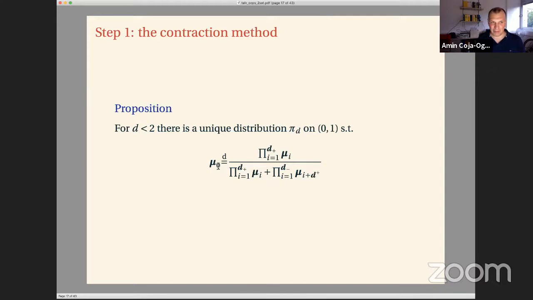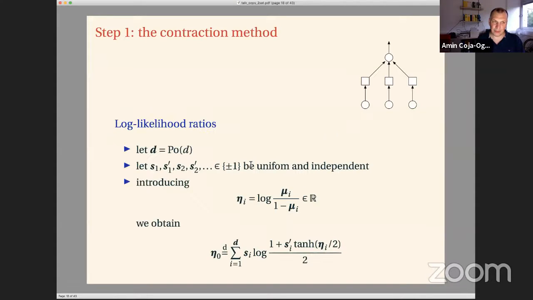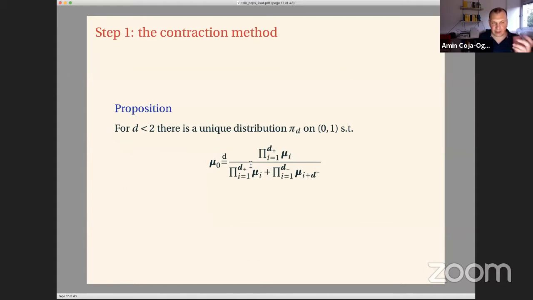Anyway, so we want to show that this stochastic fixed point equation, where these mu i's are independent random variables, and also the d plus and d minus are random variables, possesses a unique solution. One thing that is a bit unpleasant about this equation, even though it's one of the more amenable specimens that you will encounter in the context of the cavity method, is that we have this complicated sum product structure here in the denominator.